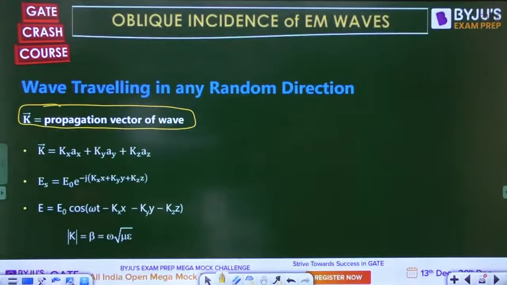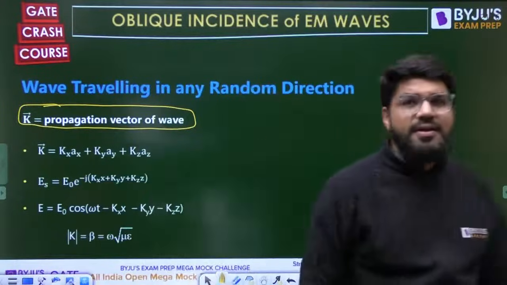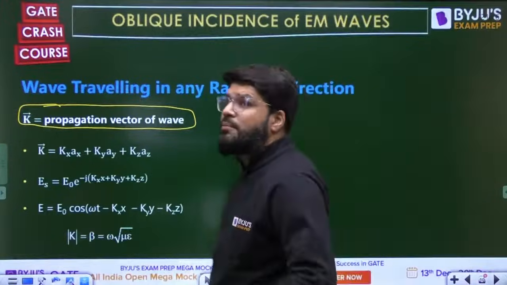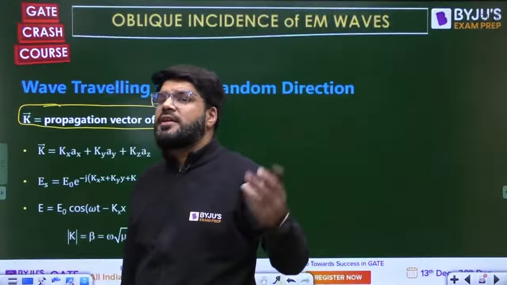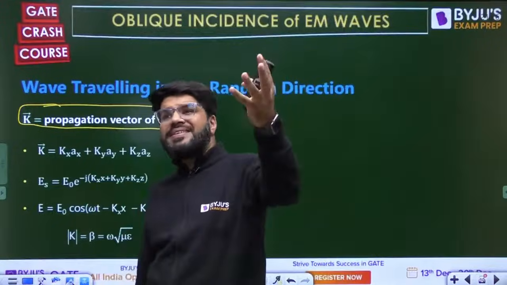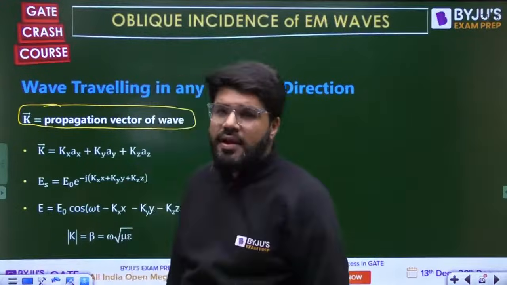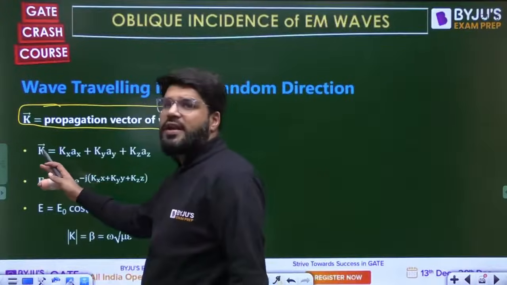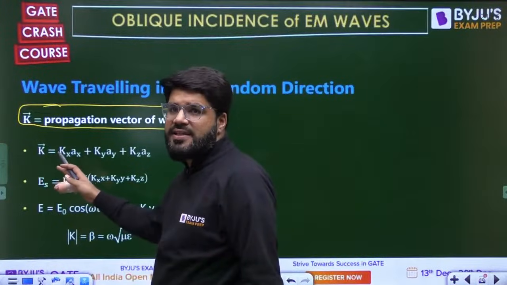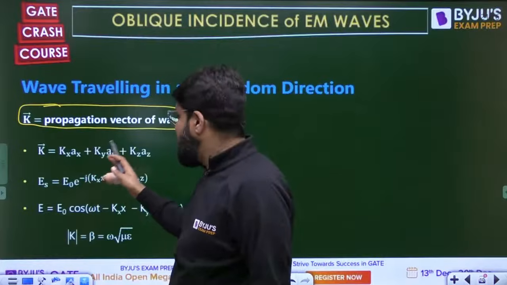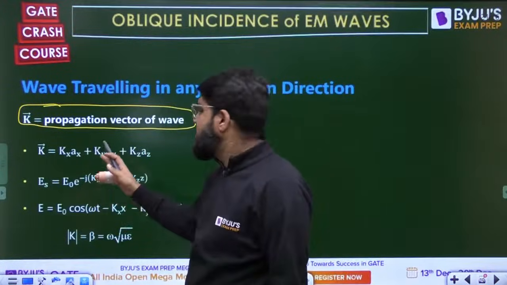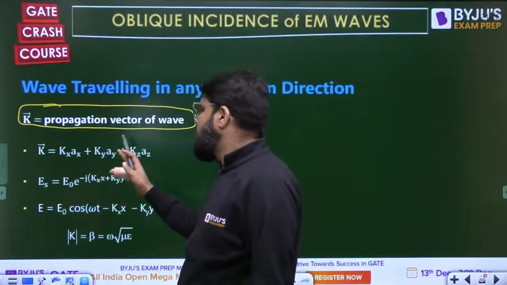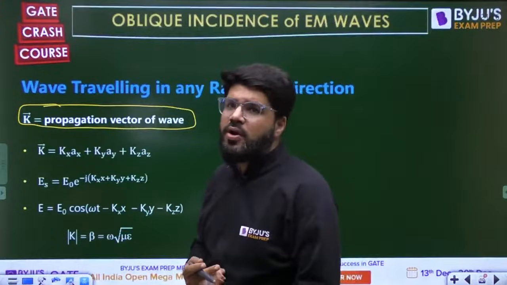So, what is the propagation vector of this wave? Everybody listen. A wave can be traveling in any direction, here x or z, or in general x, y, z, or y, z, anything can happen in other situations. So, in general, we write the propagation vector as kx ax plus ky ay plus kz az, assuming that it will have some x component, some y component, and maybe some z component also.